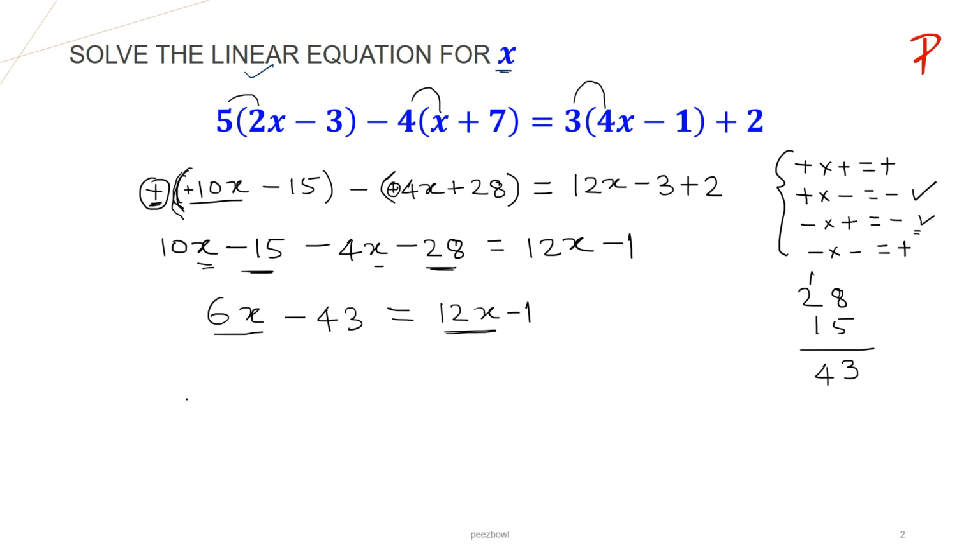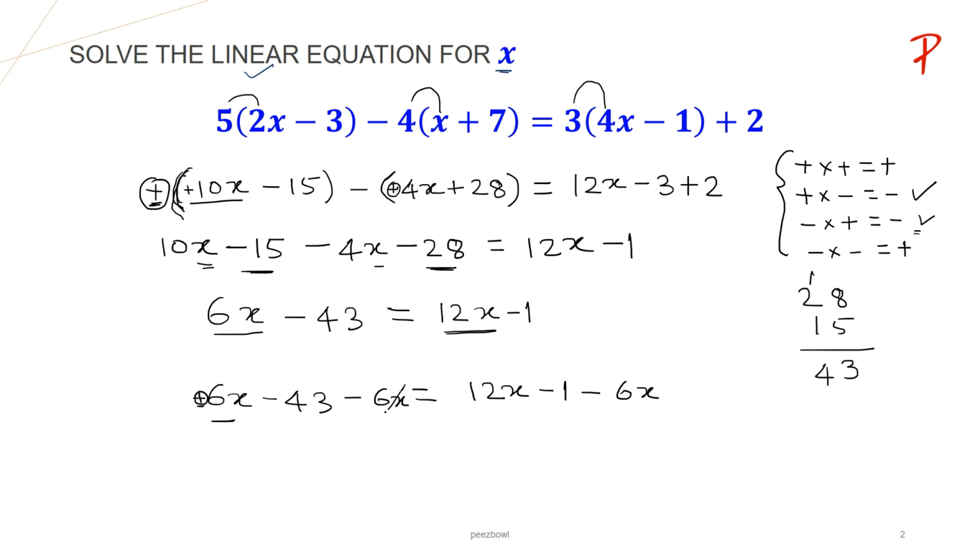So what shall we do? Let us remove 6x from the left hand side. 6x minus 43 is equal to 12x minus 1. To remove 6x, because there is nothing in front of 6, which means there is a plus sign, so plus 6x, I have to remove plus 6x, so I have to subtract 6x. And because I have subtracted 6x on the left hand side, I have to subtract 6x from the right hand side as well, because we have an equal to sign in between. This means that whatever we add or subtract on the left hand side, we need to perform the same on the right hand side as well. Otherwise, this equation will not be equal.